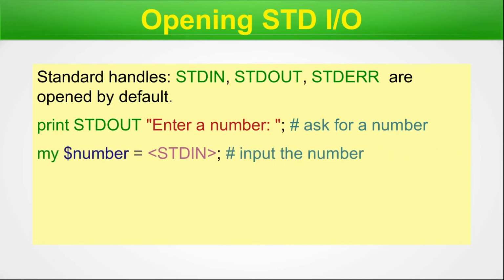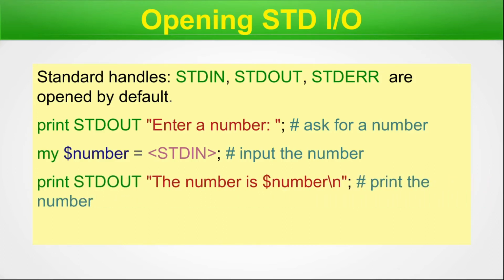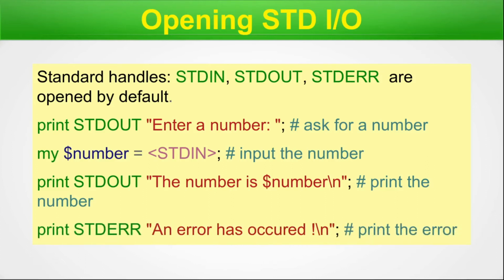My $number = <STDIN>; once this line is executed in Perl, the prompt will wait for you to enter something from the keyboard. Print STDOUT, the number is that. So here it again goes back to the monitor and prints. Next, print STDERR, the error has occurred. So this is for errors and warnings. This is the way we can output the number.